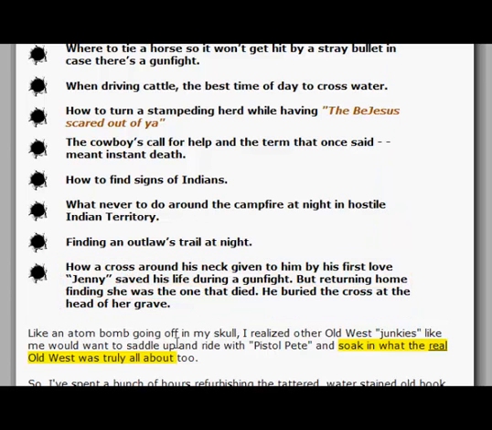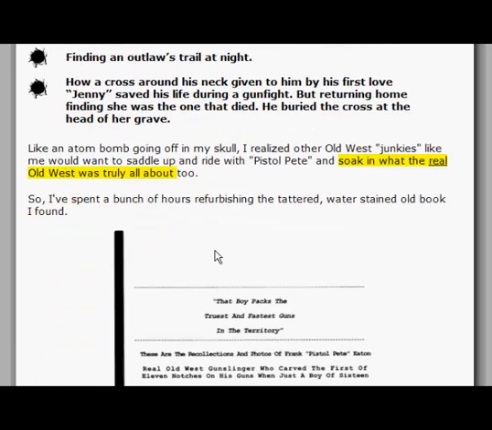Like an atom bomb going off in my skull, I realized other Old West junkies like me would want to saddle up and ride with Pistol Pete and soak in what the real Old West was truly all about. So I've spent a bunch of hours refurbishing a bunch of official, tattered, water-stained old books.